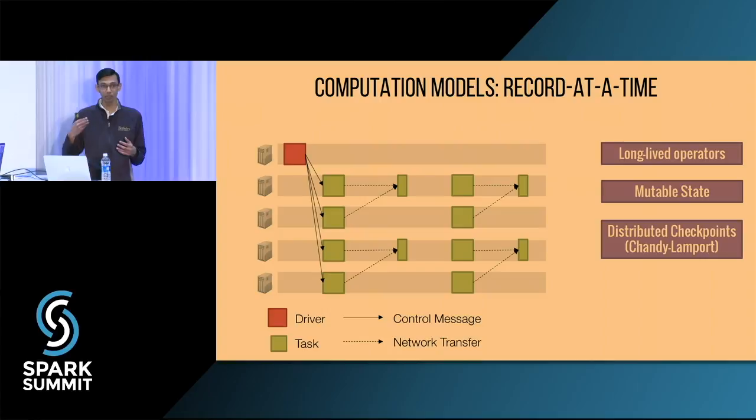And then we have some mutable state at each of these operators, which makes sure that it's updating whatever is the intermediate data that is getting processed. And to do fault tolerance, typically in this system design, we take distributed checkpoints using something like, let's say, the Chandy-Lamport algorithm in order to give you fault tolerance.